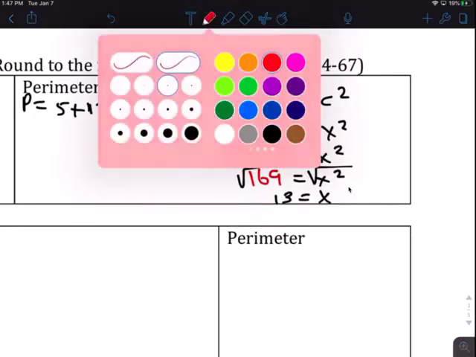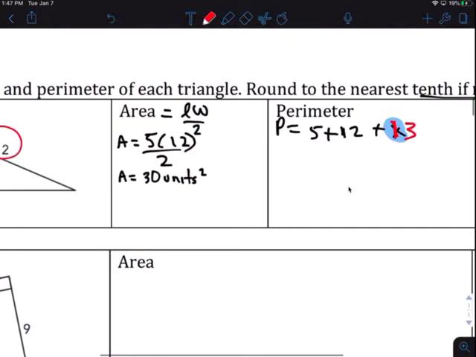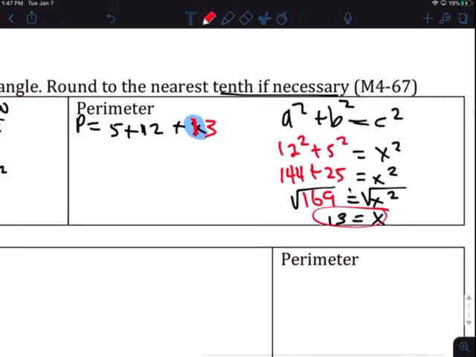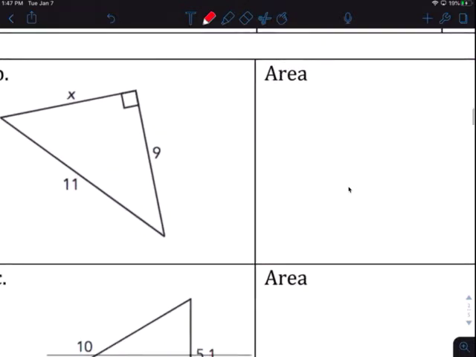So here in place of X, we put 13. Add it together, perimeter is 30 units. Same thing here. Area is length times width divided by 2 for a triangle.